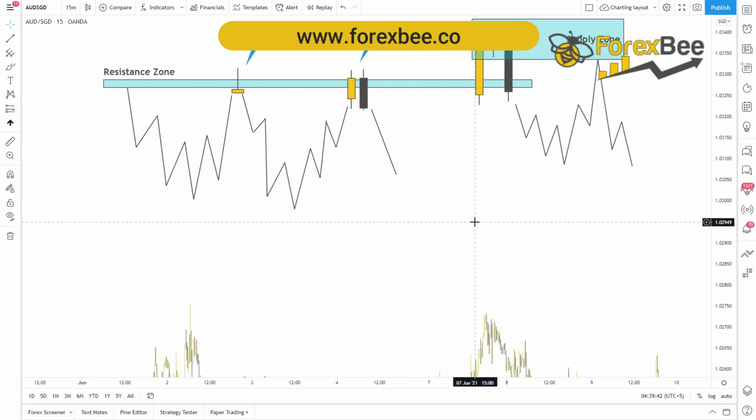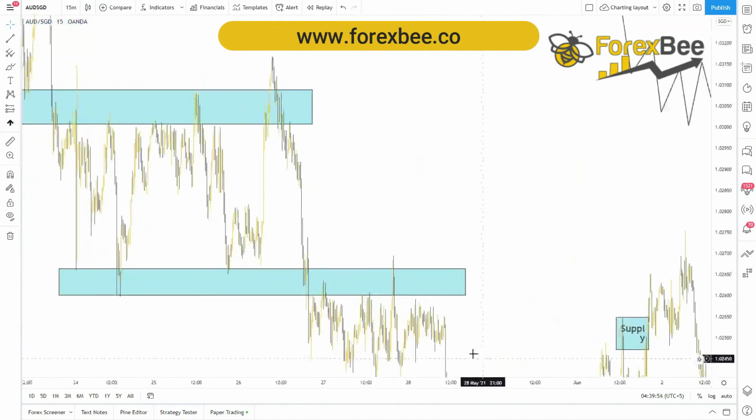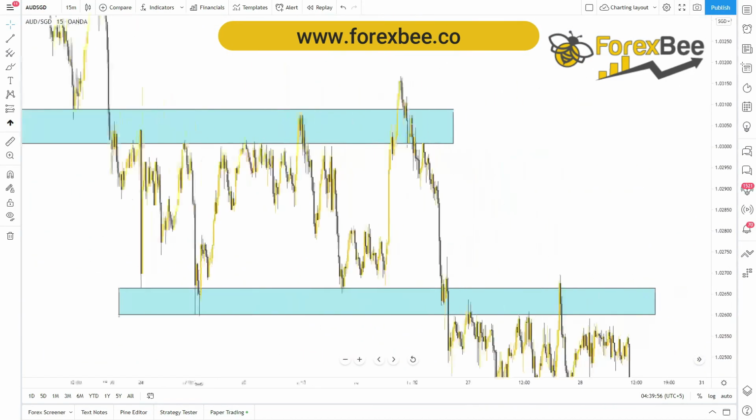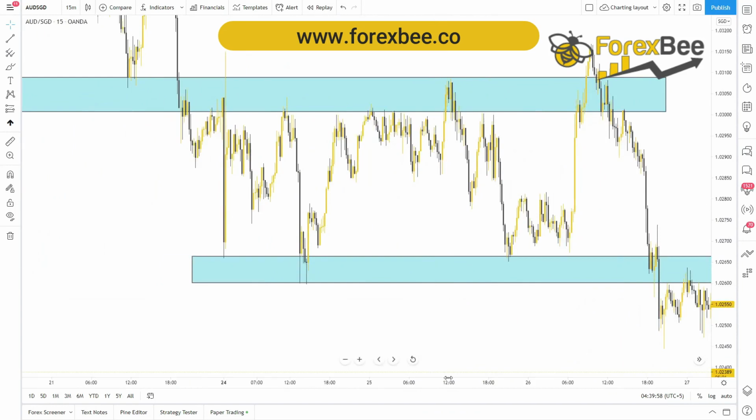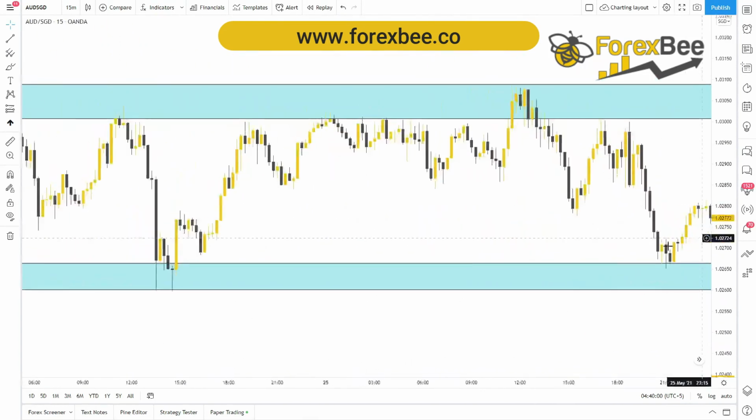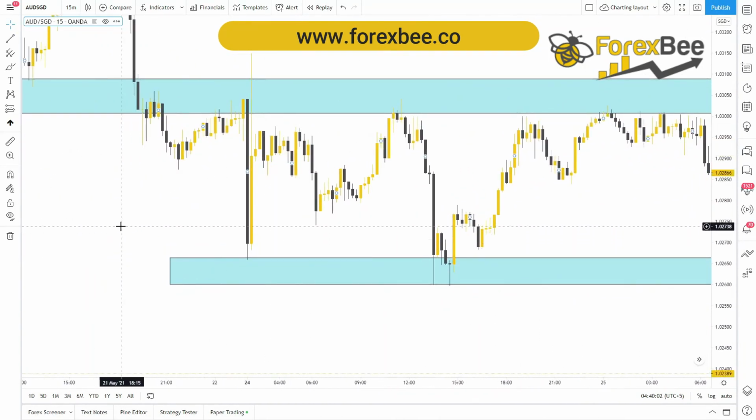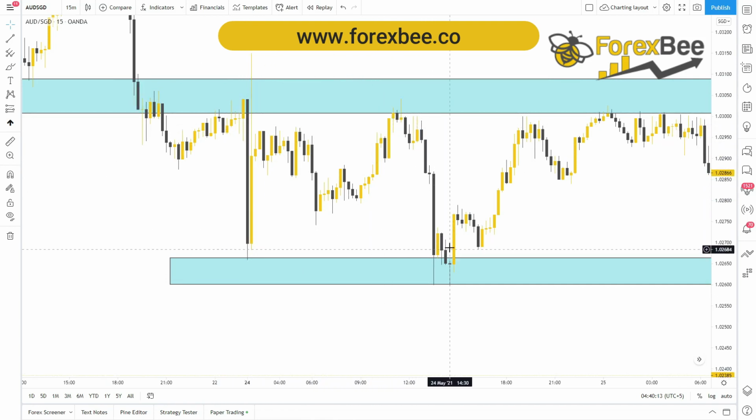Now let's go over examples of resistance and support zones, so that I can show you how the price bounces back after touching the resistance or support zone. Let me zoom in a little bit. Here you can see this is a resistance zone because the price is touching this zone and bouncing back. Again, it's touching this zone at this time and bouncing back again.